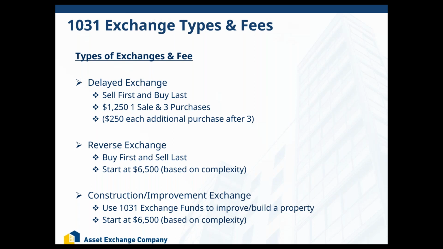We're forming a separate company and we're going on title. Those are about $6,500, the starting point. The construction exchanges, improvement exchanges, built-to-suit exchanges, those start at about $6,500 as well. With those, we're going on title. We're also working with contractors and overseeing construction. Those can be significantly more complicated than a delayed exchange.